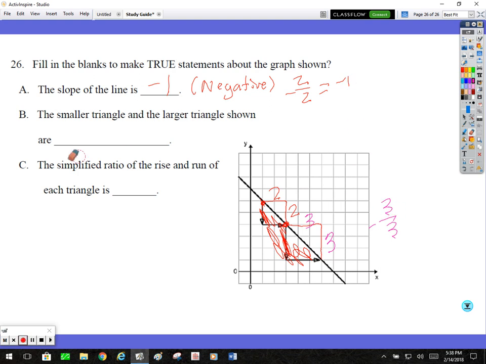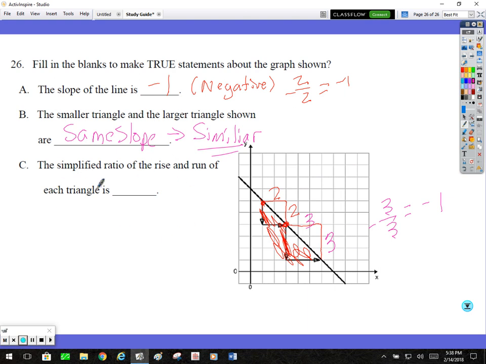That's negative 1, right? And then the simplified ratio of the rise and the run of each triangle is the same, which makes it, let's go back and fix this real quick. Okay, so these two triangles, the smaller triangle and the larger triangle, have the same slope, which makes them, this is the word I'm trying to use right here, similar. These two triangles are similar. They're not congruent because, remember, congruent means they are exactly the same. Well, these have the same shape, but not the same size. Okay, so remember, congruent means same shape, same size, and same angle measurements.